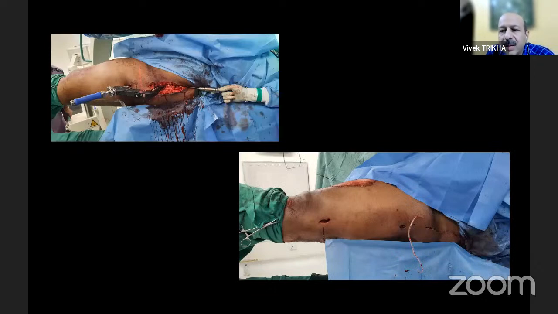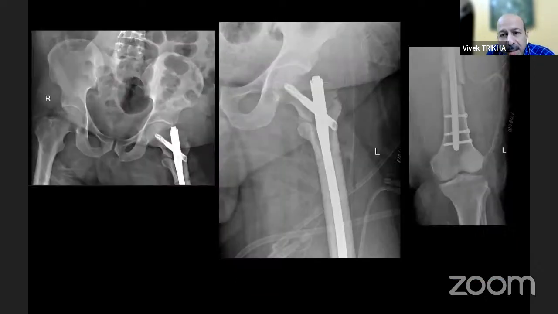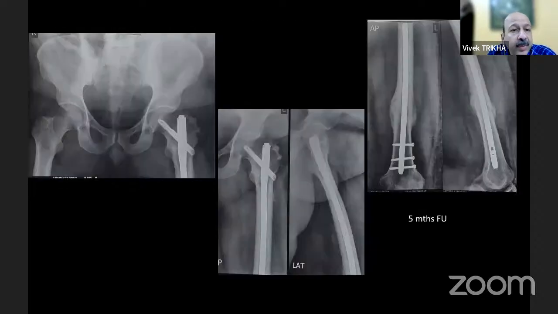And ultimately we did his fixation like this and got an X-ray. Not the best of reductions, but we assumed that it's an intertrochanteric, and we were happy with this reduction at his age and his body weight. And this is at 4 months, when he was fully united, 5 months, and he's back to his work. And thankfully he has reduced 15 kilos of his weight by now on our constant prodding.